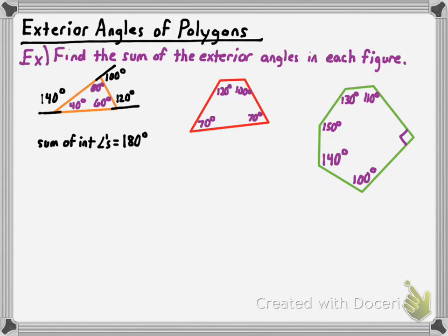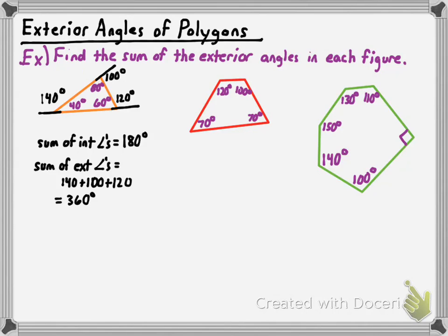Alright, so the sum of the exterior angles then would be equal to 140 plus 100 plus 120. And that's equal to 360 degrees. Alright, so the sum of the exterior angles for a triangle happens to be twice the sum of its interior angles. Coincidental, maybe. We'll find out.